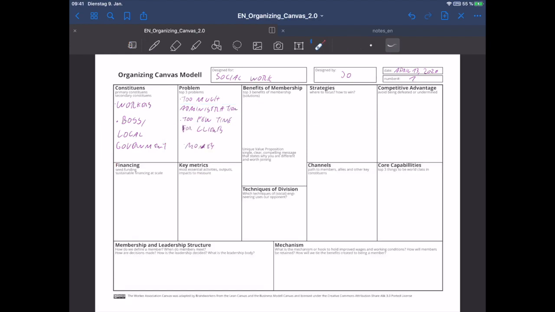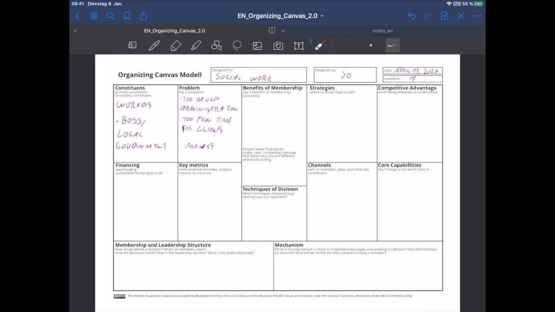The top three problems here are, first, too much administration. It means a lot of the work, or a lot of the time I spend in my work, is documenting things and filling out papers and so on. It's a lot of administration, and my colleagues feel that this is the case too. That is the first one.